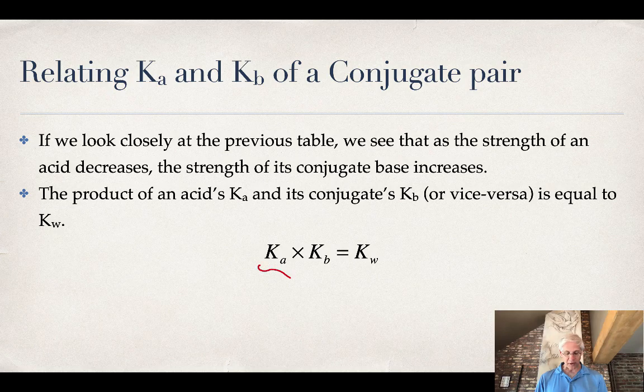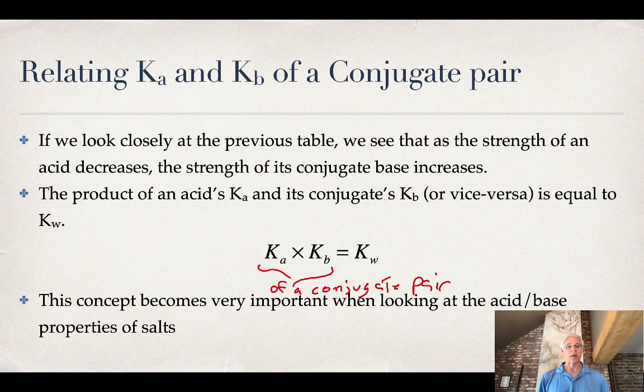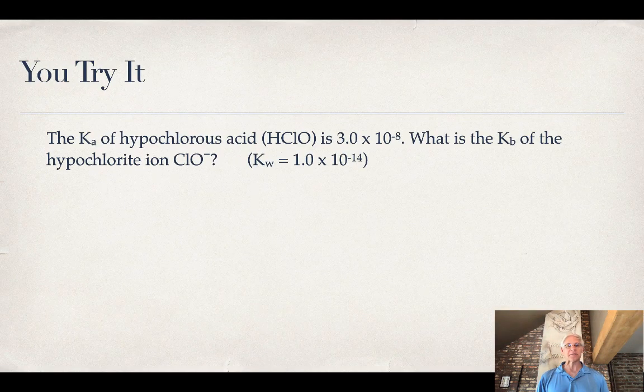Now, it is very important that this is obviously not any Ka and any Kb for any two substances. These must be the Ka and Kb of a conjugate pair. If you take just any old Ka and any old Kb and multiply them together, we're just going to get some weird number that means absolutely nothing. So we've got to use the Ka and Kb of a conjugate pair. When you start looking at acid-base properties of salts, which I don't think we're going to do in this course, it becomes very important what the Kb of a conjugate pair is.